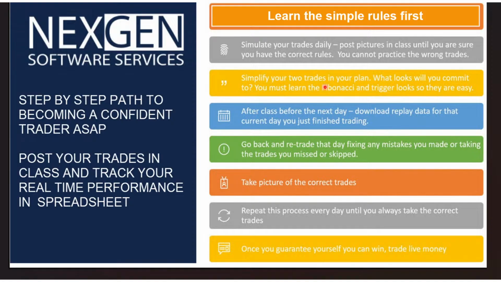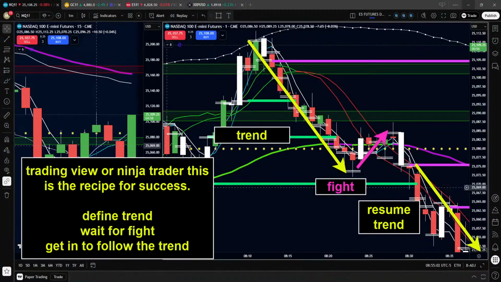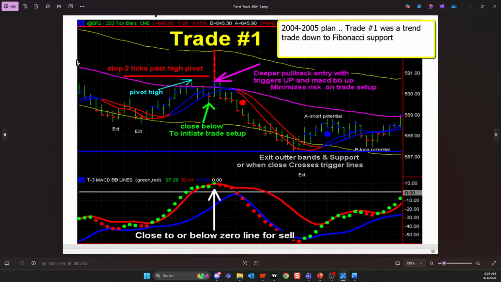The trades that I teach are patterns. That's it. Learn what they look like so that you can always take the right trades. And the pattern for TradingView is establish a trend, wait for a fight, resume the trend. That's the most basic trend trade that we could ever teach. The concept is nothing new. It's not something that Nexgen came up with last year to teach you. The exact same concept. Establish a trend. Wait for a fight. Define your entry. Resume the trend. Guys, this is from the 2004.